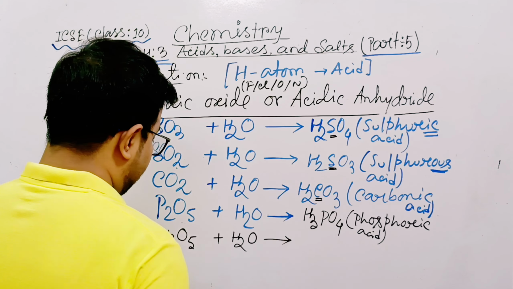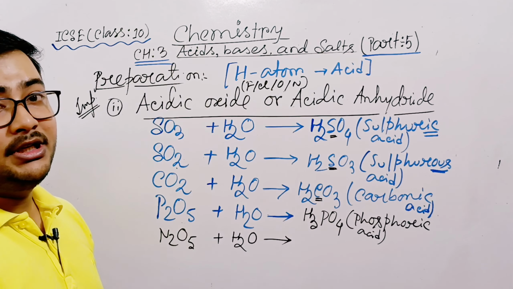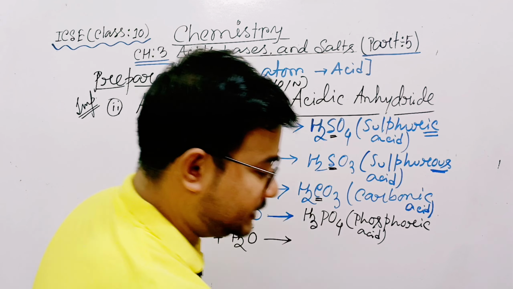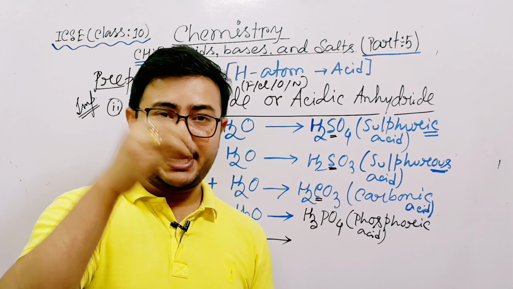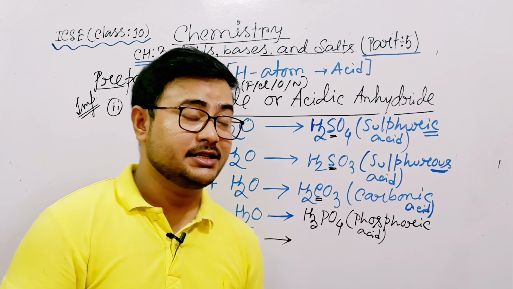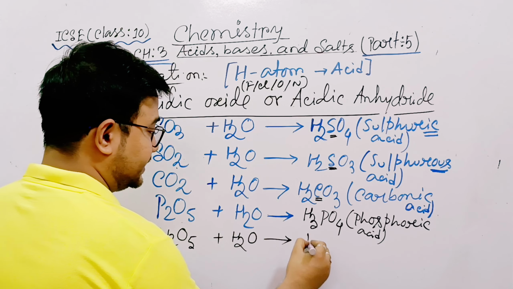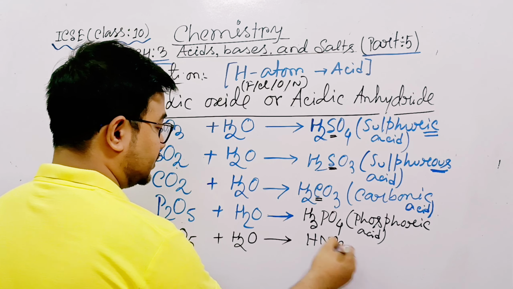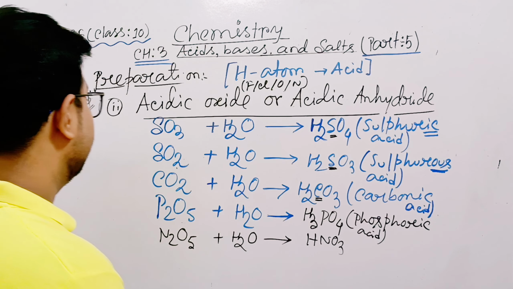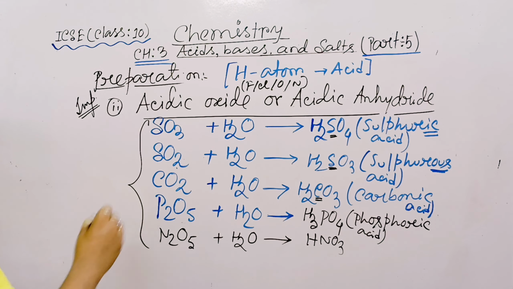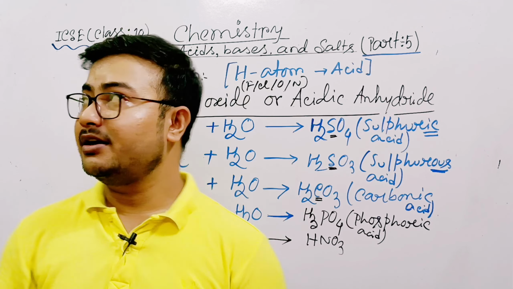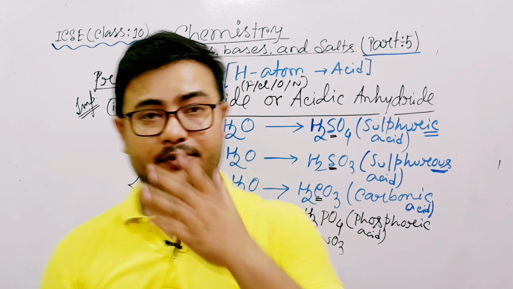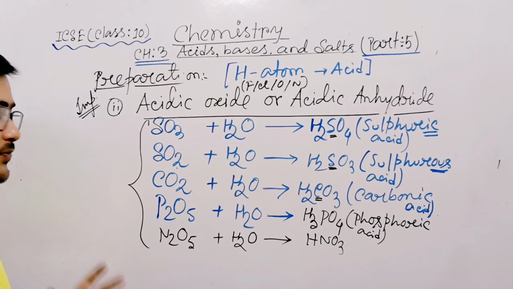Okay, can you tell me the name of an acid which contains nitrogen? Very, very common acid. An acid which contains nitrogen is, yes, nitric acid, HNO3. Now these all 5 are for our board examination. All 5, you have to memorize.